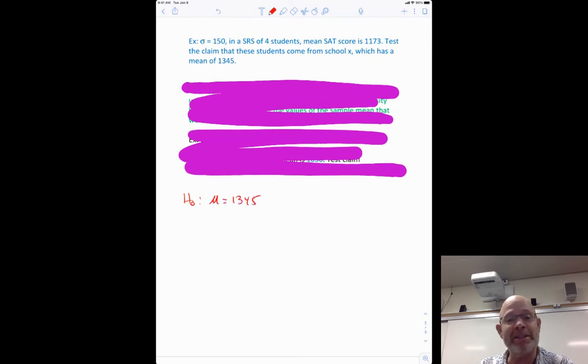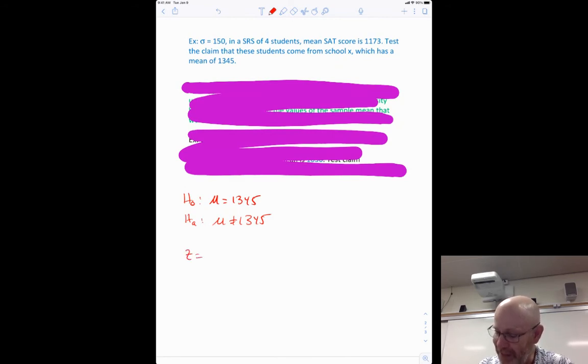So we think that the mean is 1345. That's my null hypothesis, because we think they come from school X. The alternate is just not equal to. We're going to decide whether we think they come from this school or not.